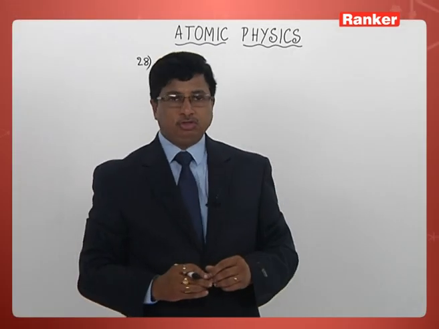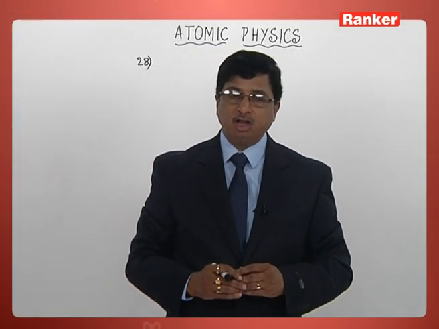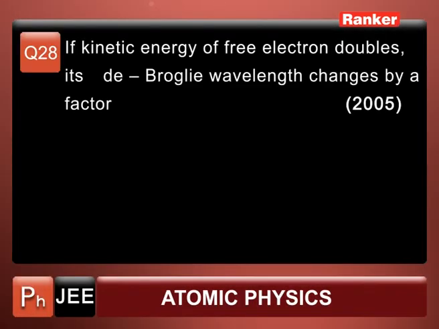That is the case. Switch over to next number 28 now. If kinetic energy of a free electron doubles, its de Broglie wavelength changes by a factor of. Kinetic energy of electron is doubled. Its de Broglie wavelength changes by a factor of. First option is 1 by root 2 times. Second option is simply root 2 times. Third option is 1 by 2 times. And fourth option is 2 times.